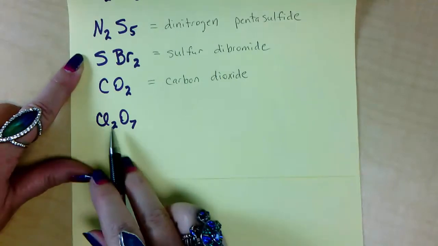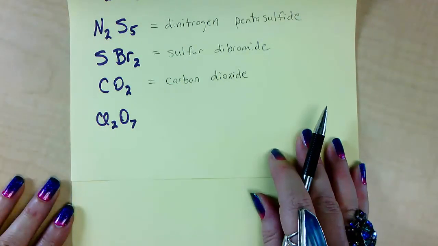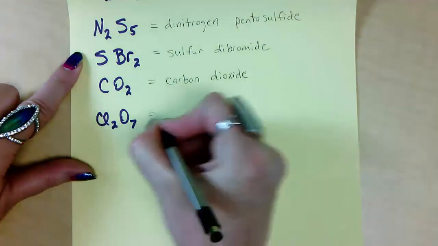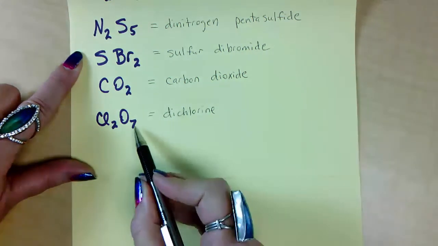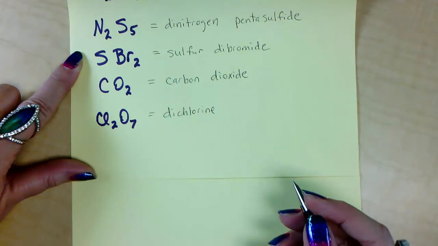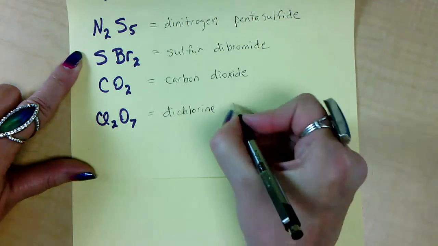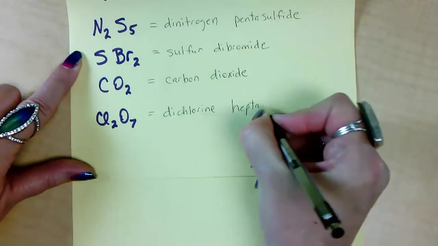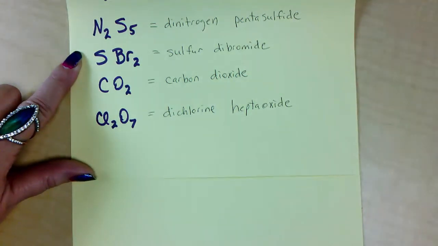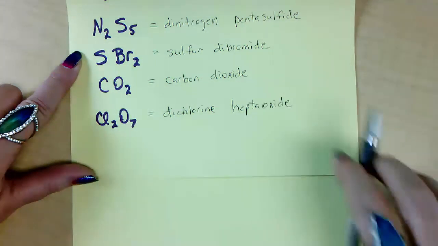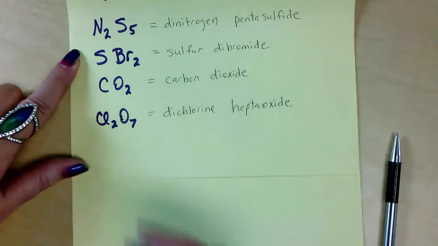Last one. Cl2O7. 2 Cl's. Yes, dichlorine. And then 7 O's. Do you remember what 7 is? Yes, heptaoxide. Dichlorine heptaoxide. And then I'm going to add one more on.